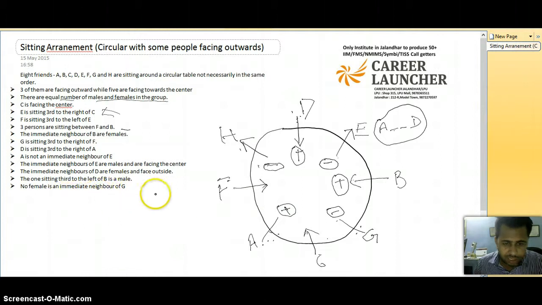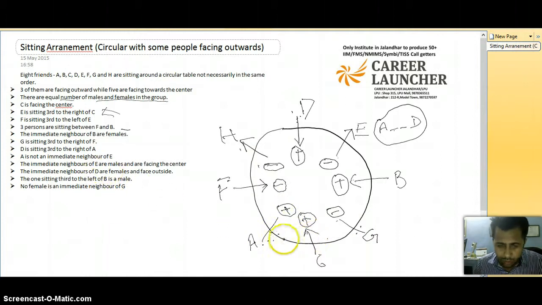No female is an immediate neighbor of G. Okay. So this is a male. This is definitely a male. This is definitely a male. So F is left. F is a female. So we have 4 minus signs, 4 plus signs, and I guess we have 3 people. G and A are left. Okay.